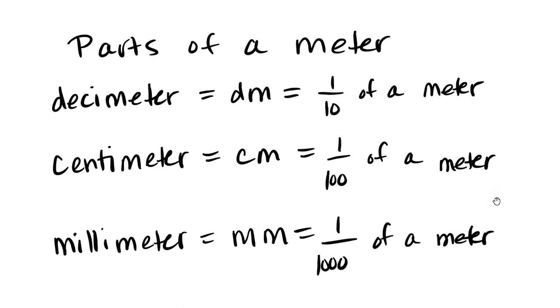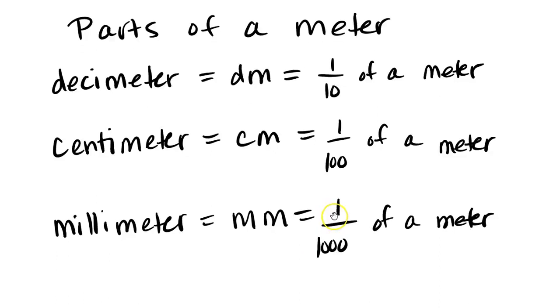Now, what if you just have part of a whole? A meter is one whole, you have part. Decimeter, dm, is 1/10 of a meter. Centimeter, cm, is 1/100th of a meter. Millimeter, mm, is 1/1000 of a meter.